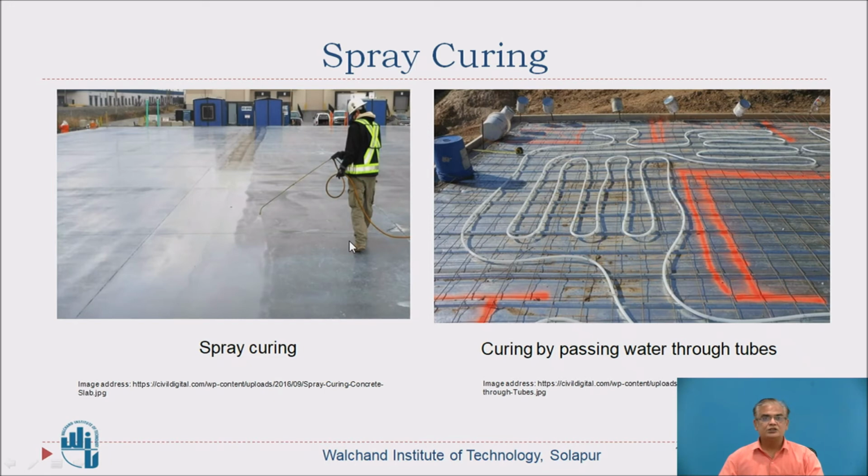Then next you can see spray curing is there. In the photograph, spray curing is visible. The spray of water is used for curing of concrete, right? And one more method is using water tubes, and curing is done. So perforated water tubes can be passed in such a fashion. The water will be passed through these tubes and water will percolate continuously and the surface of concrete will be kept wet. This is one more method of curing of concrete.